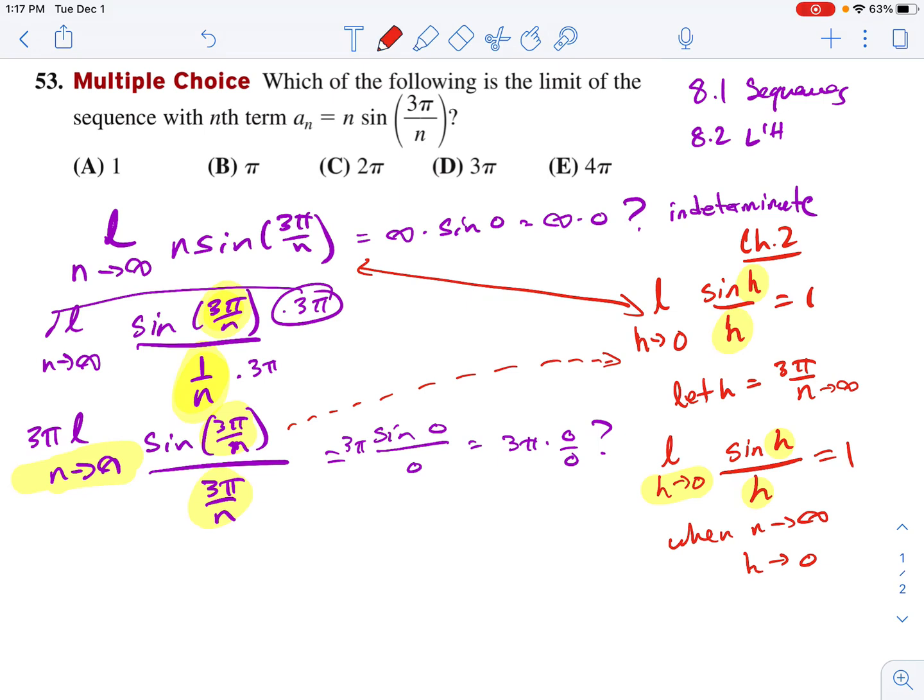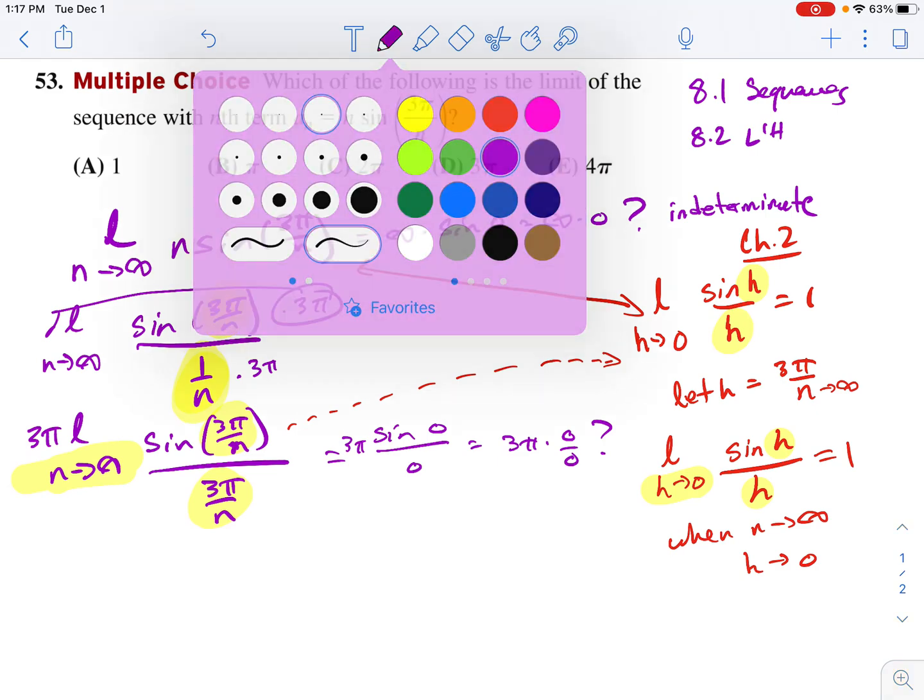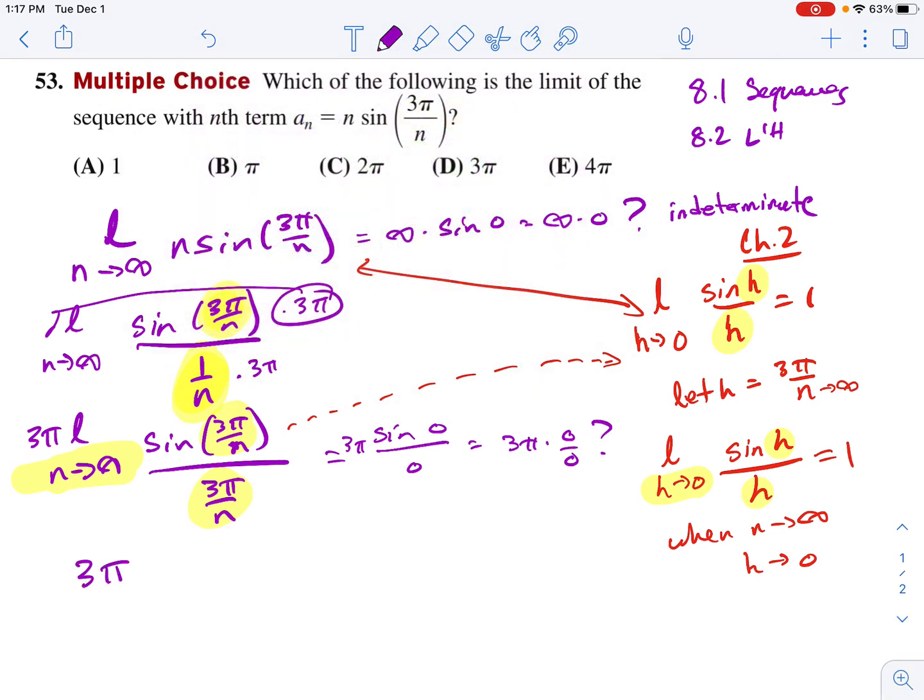So what we have now is 3 pi times, and we already showed over here that this limit is 1. And so our answer is 3 pi. So our answer is D. And if you do L'Hopital, it's going to work as well.